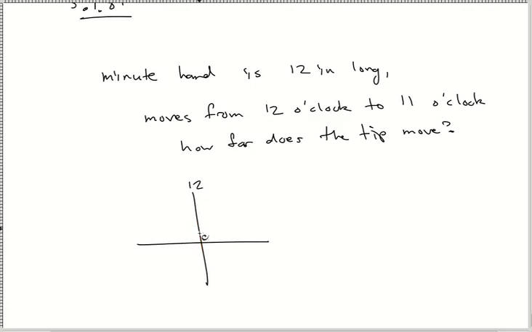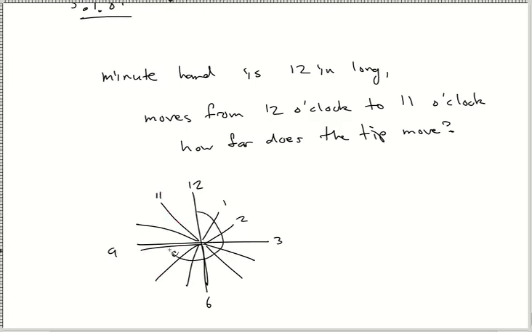12, noon. This is 1, 2. I guess I overdid it. 3. You get the idea now. 1, 2, 3, 4, 5, 6 o'clock, 7, 8 o'clock, 9 o'clock, 10, 11. And I went clockwise. So my minute hand started right here, and it ended up right here. It almost went to a full clock. It almost was a full hour, almost.